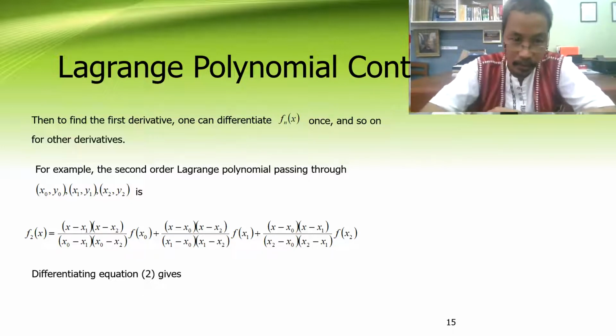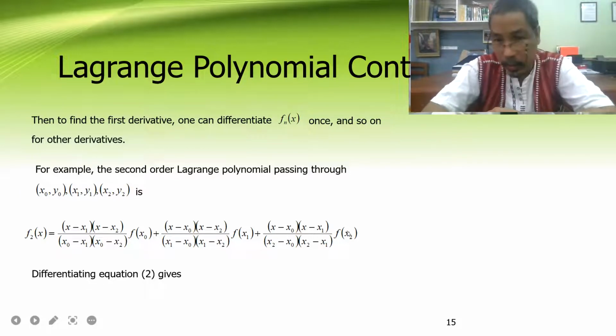Anyway, we are being asked to find the second order. So we have to take the derivative to find the first derivative. Okay, so differentiating equation 2 gives, if we take the derivative, taking the derivative of this equation, take the derivative of this equation.